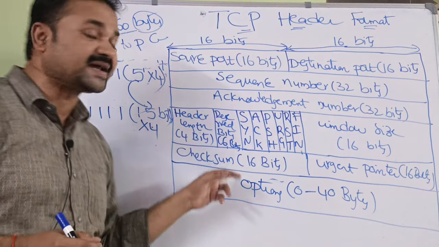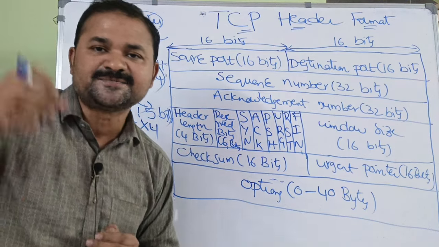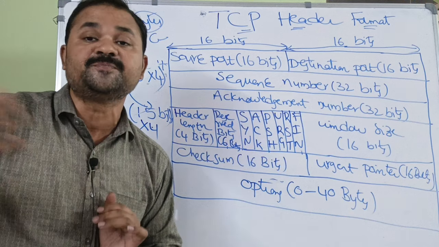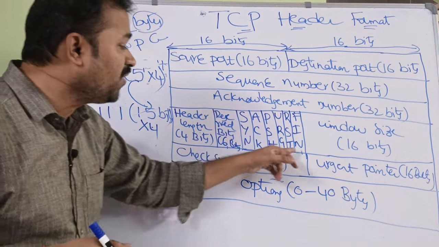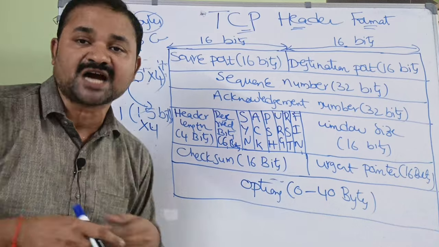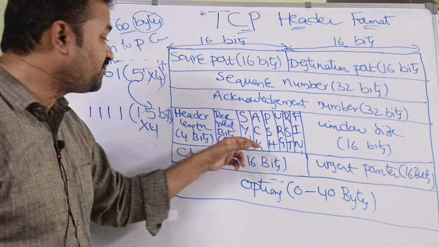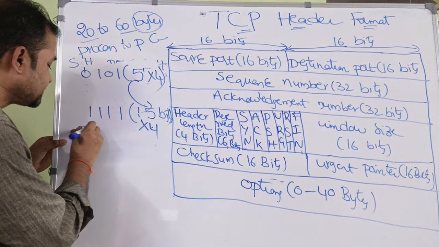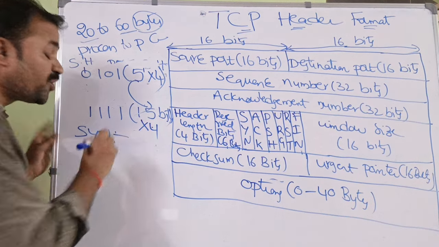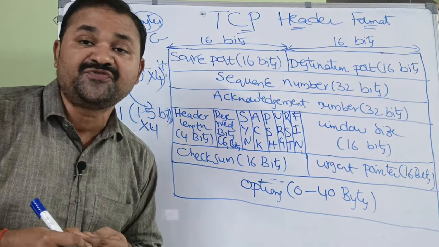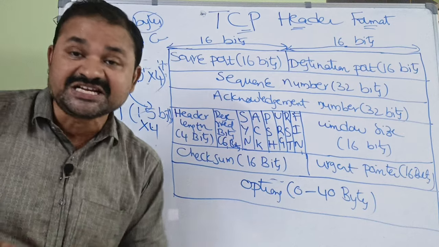Next, 6 bits are reserved bits. So these bits are useful for future purpose. Next we have 6 control flags. The first flag is SYN. SYN stands for synchronization. It is useful for establishing the connection.